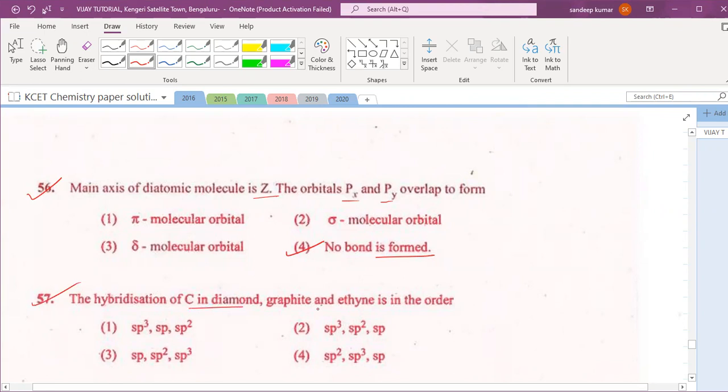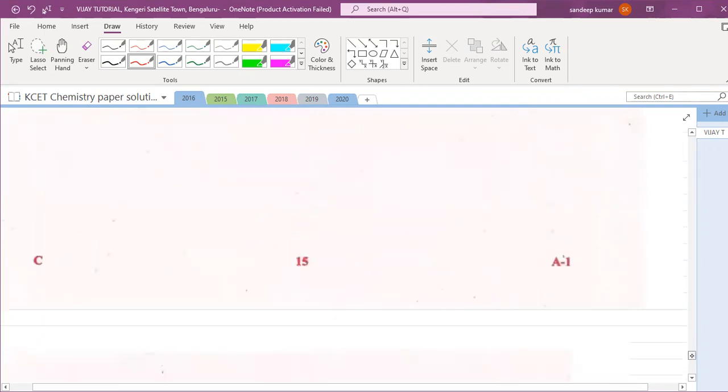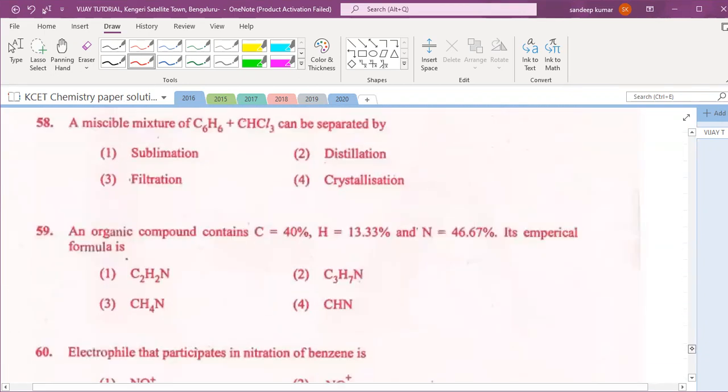The hybridization in carbon diamond, graphite, and ethyne. Diamond is sp3, graphite is sp2, and C2H2, yes or no? In C2H2, the hybridization is sp. Which option? I think the second option. Yes, the second option is the correct option. Diamond is sp3, graphite is sp2, and ethyne is sp. Now 58, 59 and 60, the last three questions.